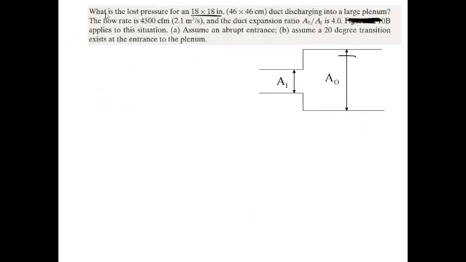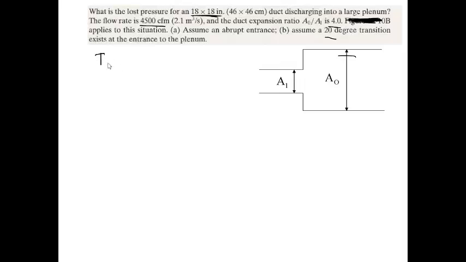The last thing we're going to look at is, I just want to look at an example here in terms of looking at the different entrances. So here's the example problem. What is the loss pressure for an 18 by 18 duct discharging into a large plenum? The flow rate is 4,500 CFM, and the duct expansion is an area ratio, so the area going out divided by the area in is 4. Assume an abrupt entrance and assume a 20-degree transition.